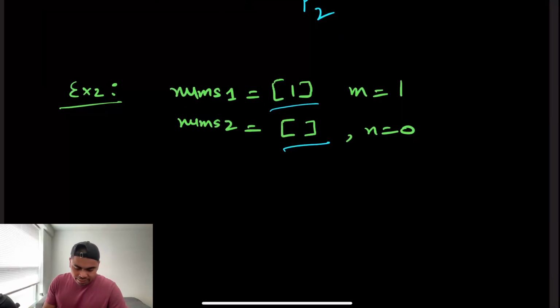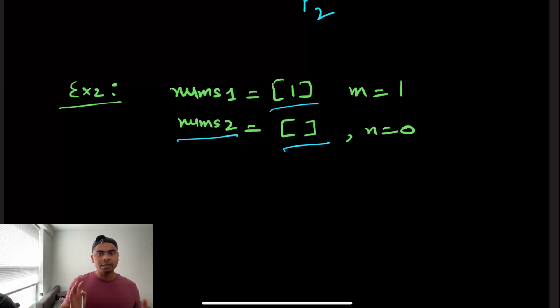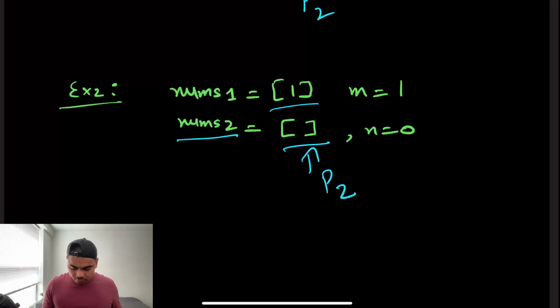Then you can see in example 2 as well, we can do the same thing. Right now nums2 is empty, and we have to make sure that when nums2 is empty, which means the pointer p2 is less than 0.